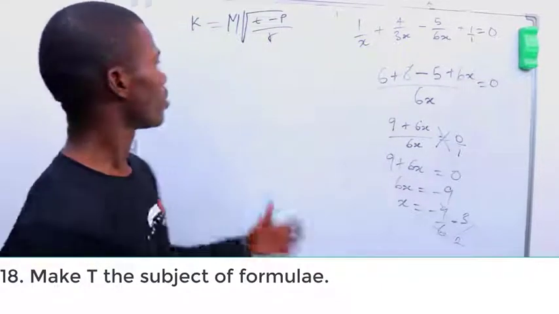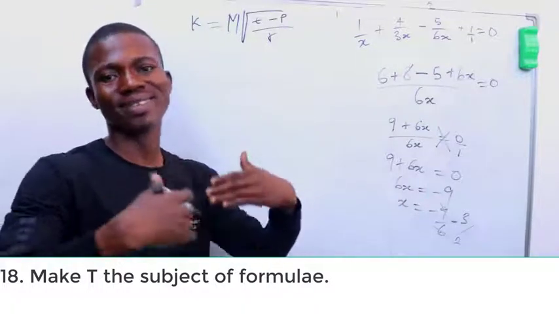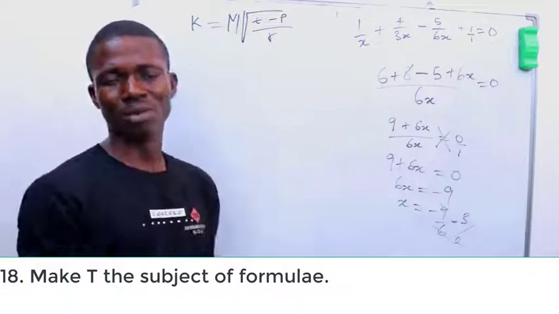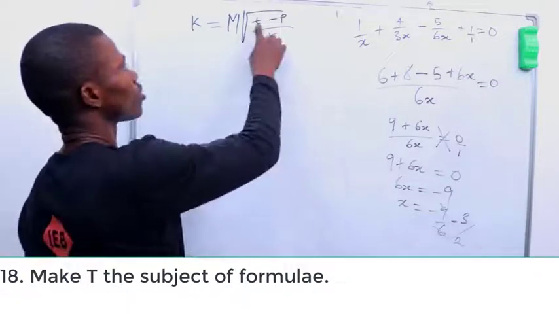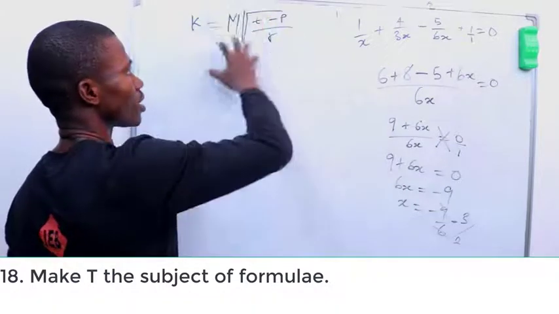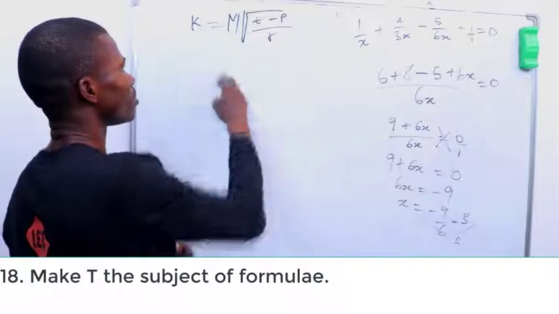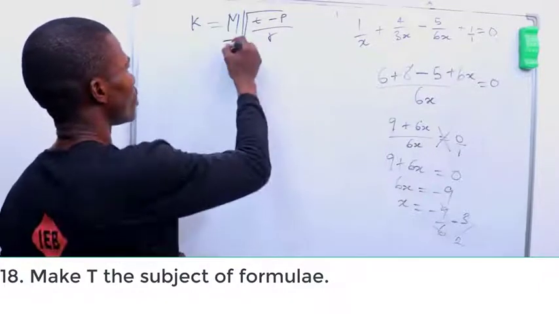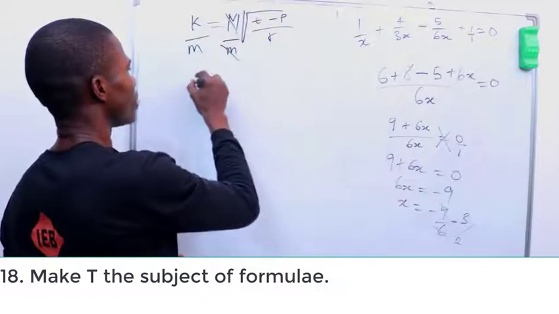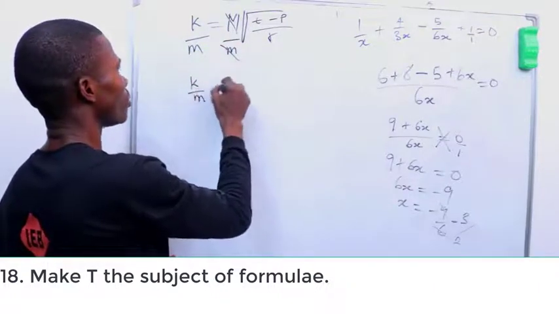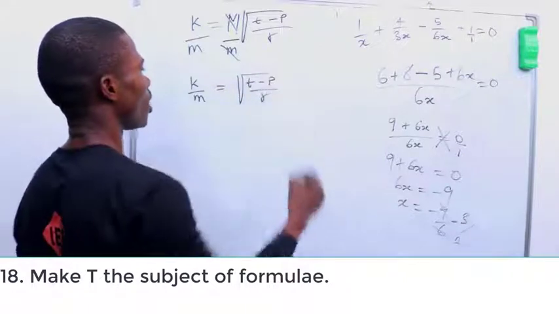First of all, subject of formula is just taking away everything beside what you want to make the subject of the formula. So they want us to make T the subject of the formula. So we remove everything here, leaving just T. The first thing we remove is M. How shall we remove M? Divide both sides by M, so that M will cancel M, making here K over M equal to square root of T minus P all over R.